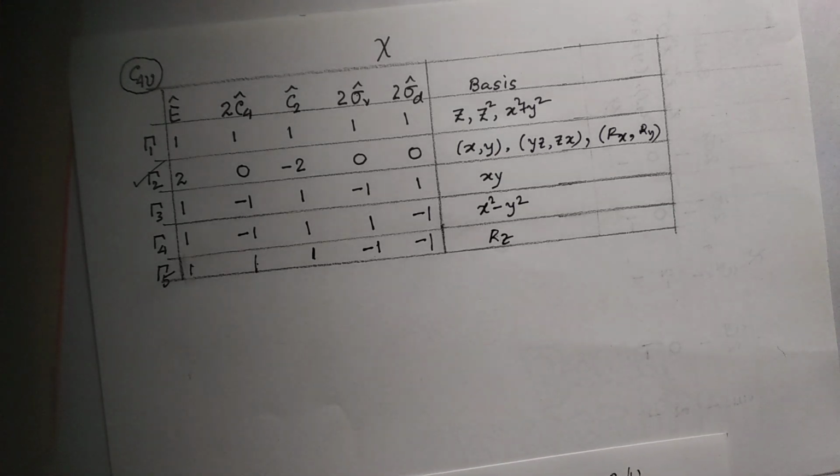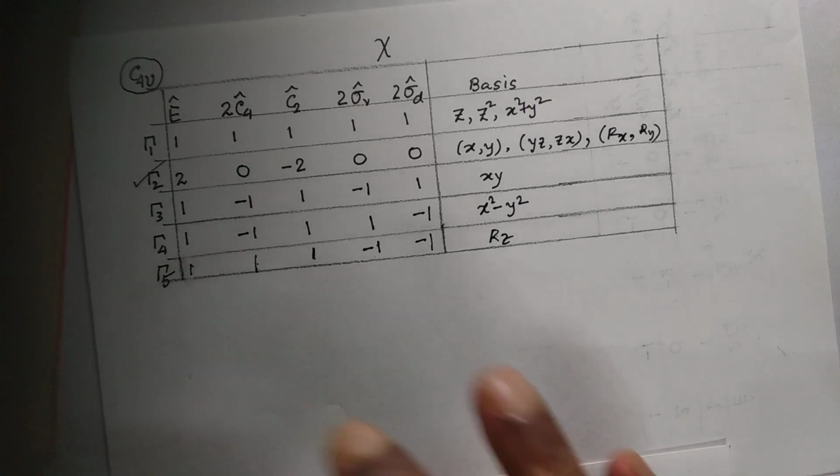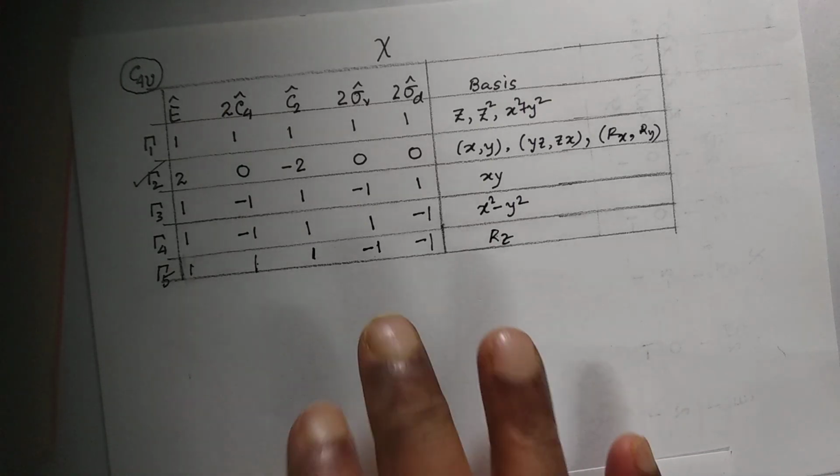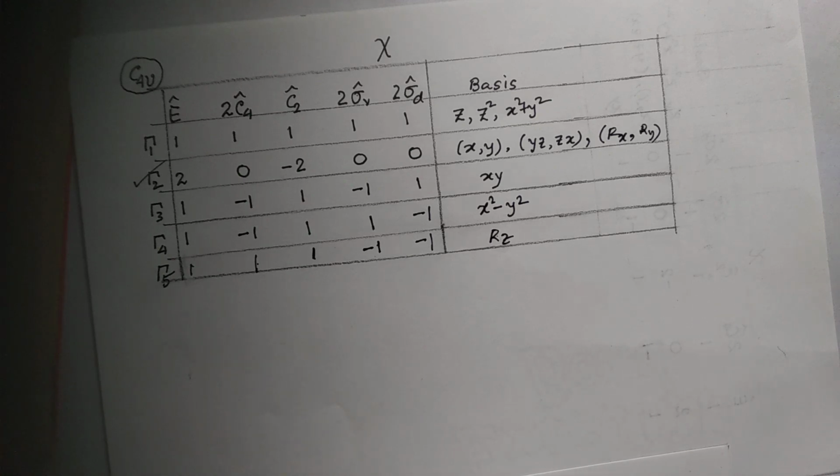So we have learned how to construct character tables starting from basis sets without taking much help from the Great Orthogonality Theorem. However, that theorem is very fundamental and useful, and we will arrive at that theorem by analyzing the matrices and characters that we have obtained in this point group. That will be discussed in some other video.